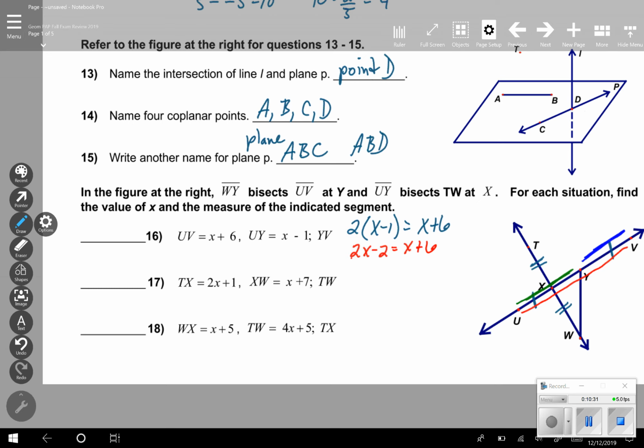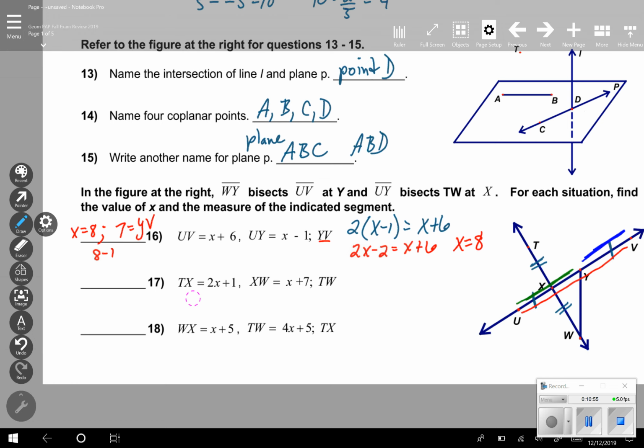All right, and we solve this. This 2 will go here, x will come over there. So we get x is 8. And then they want us to find the length of YV. YV is this half of the line. So it's going to be equal to x minus 1 because our 2 halves are equal. So you have 8 minus 1, so it's 7.